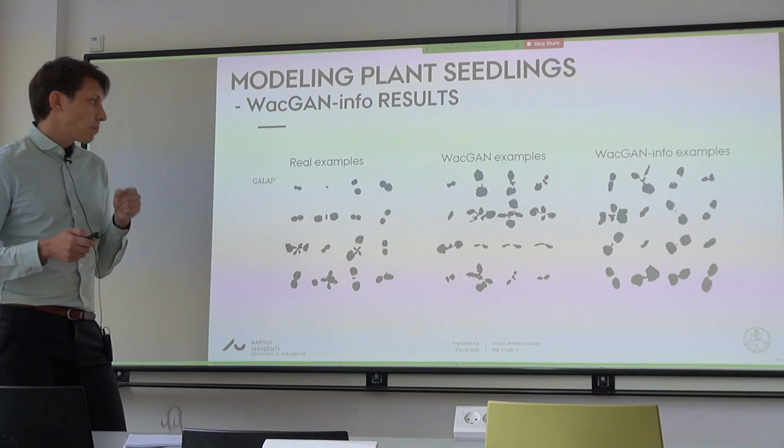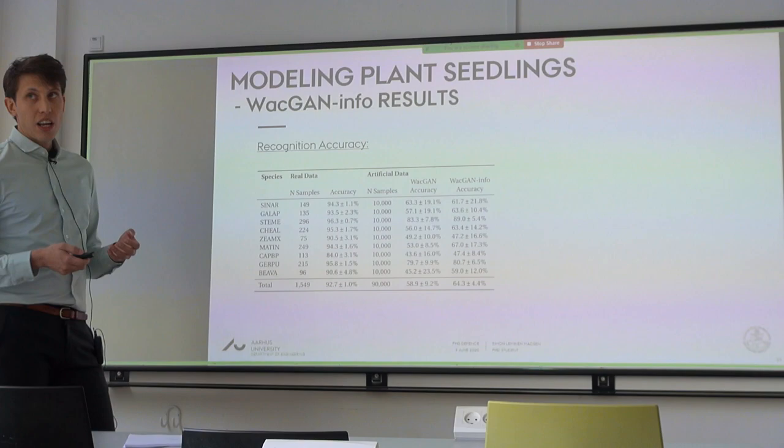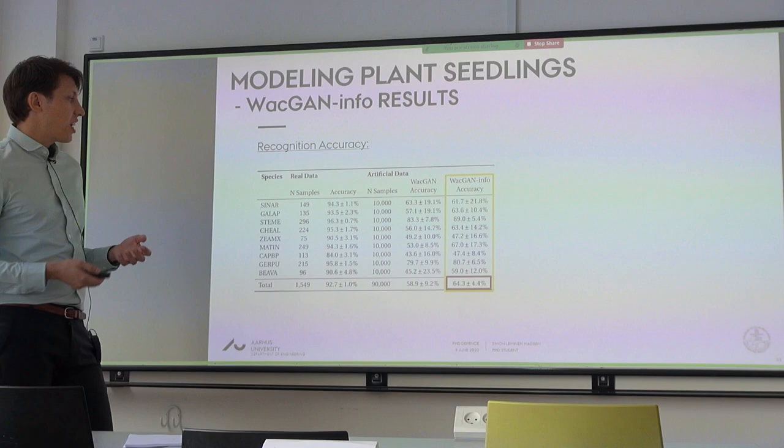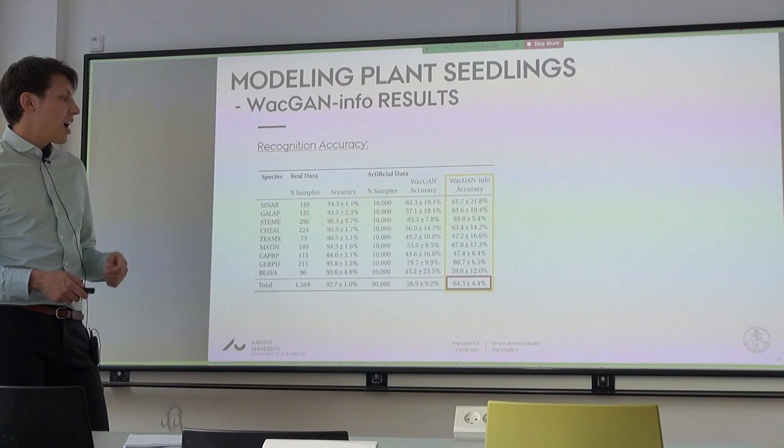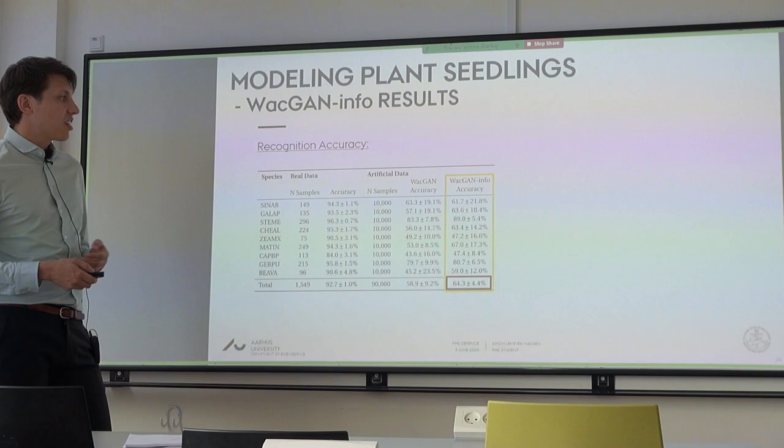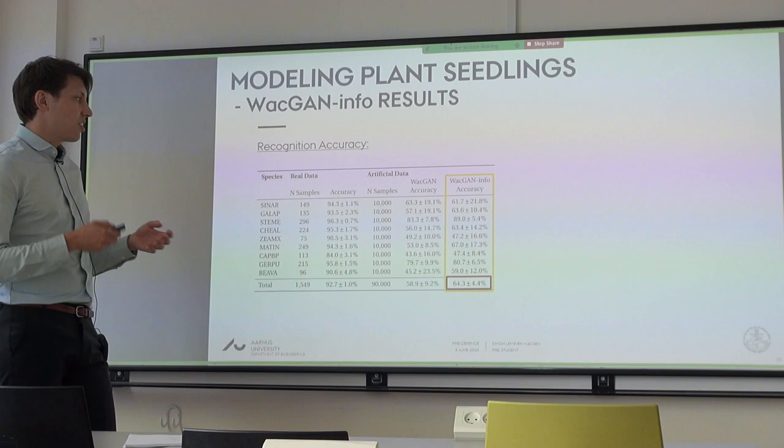And again, we have also tried to analyze these samples using an external classification model. And here we see that the recognition accuracy of these samples has increased by approximately 4 percentage points. However, this increase in recognition accuracy is not statistically significant. So we can't really say whether or not the BackGAN info samples are better than the BackGAN samples from this analysis.